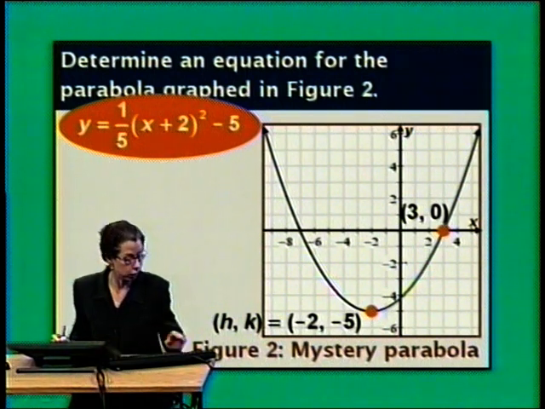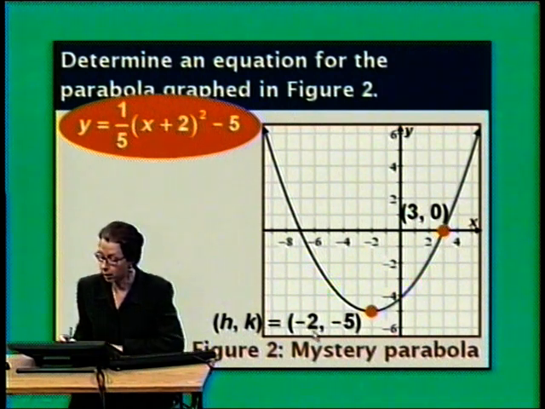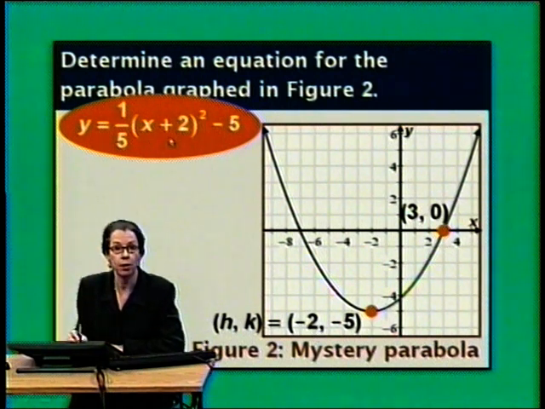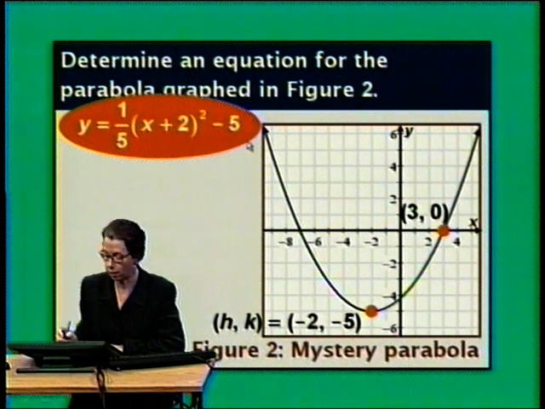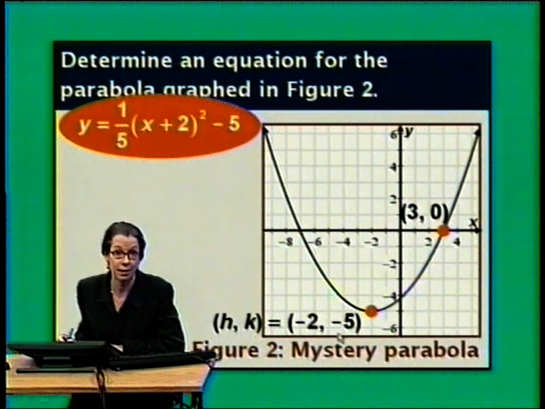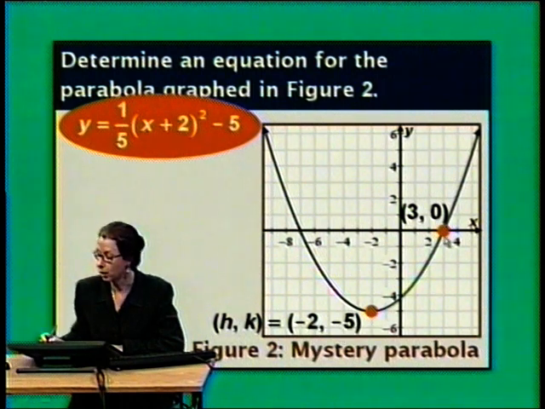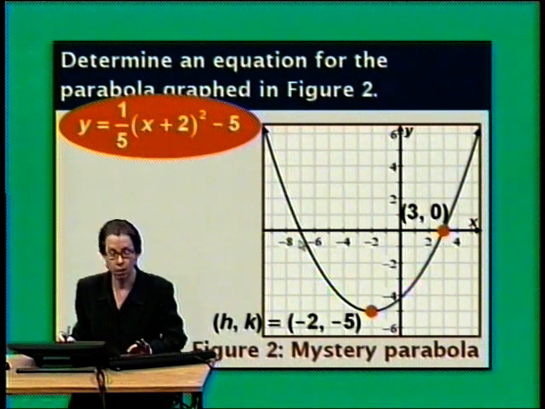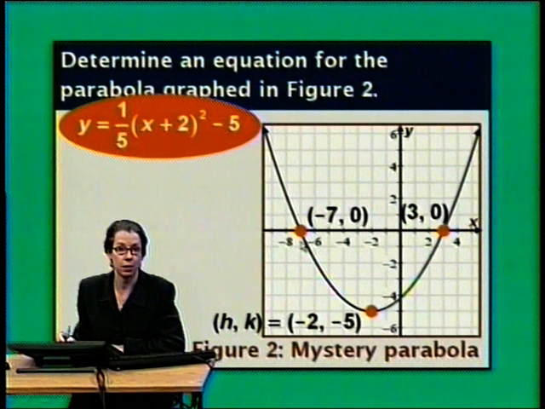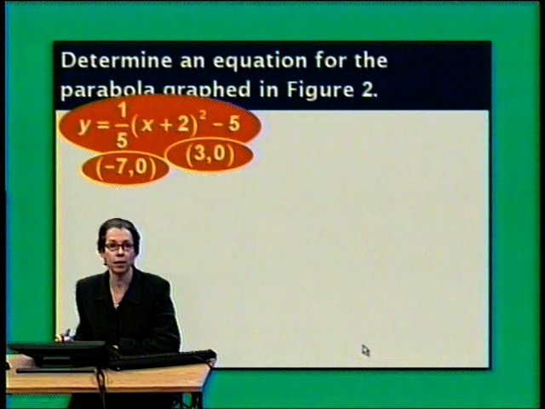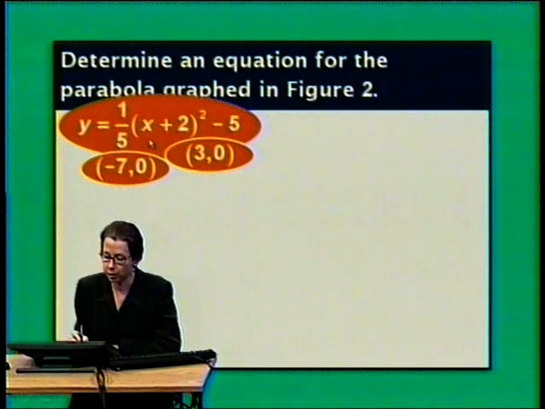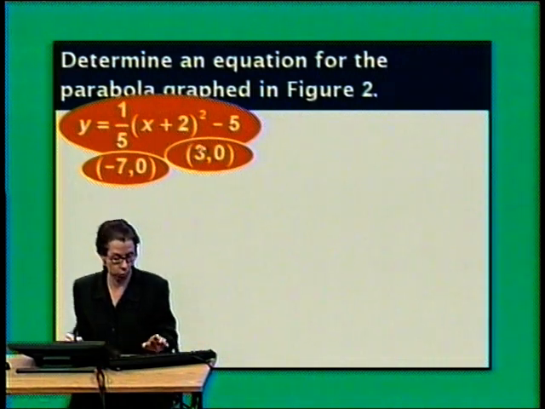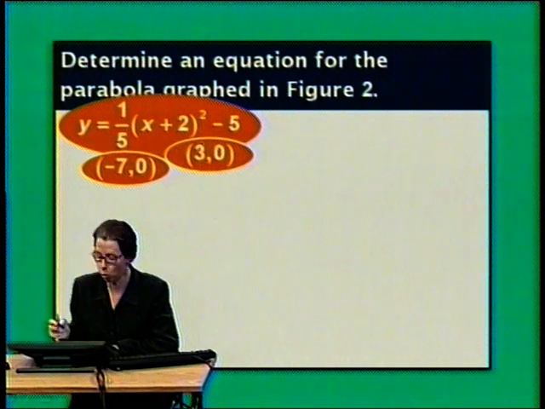First of all, checking the vertex. When x equals negative 2, this factor becomes 0. 0 minus 5 is negative 5. The vertex certainly satisfies this equation. Checking 3, 0 is another point on the parabola. If I look at the other x-intercept, negative 7, 0, that should satisfy the equation as well. Now, one of the things I want to point out is whether I replace x with negative 7 or 3, I'm going to have 25 for this square term.